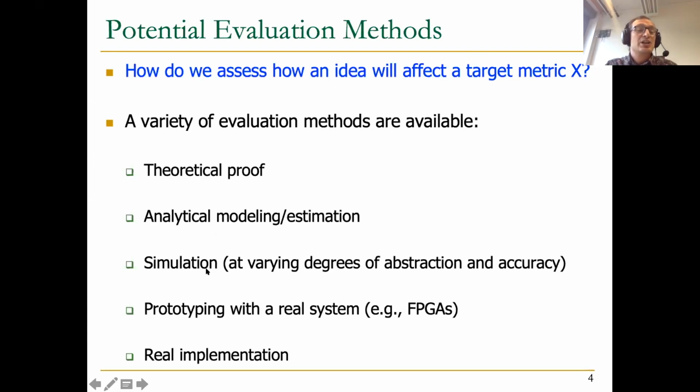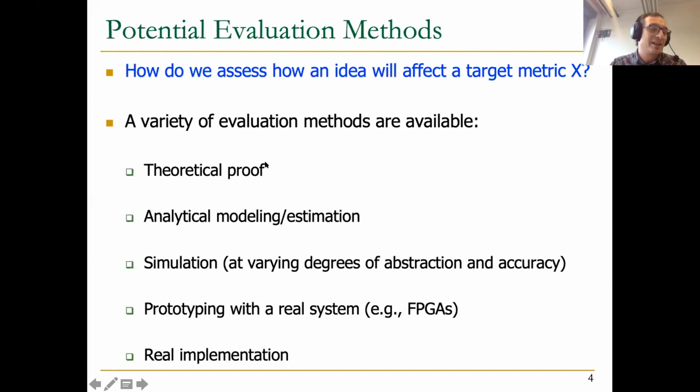In simulation, you have a lot more flexibility. Whatever you can imagine, you can simulate at some abstraction level. And that can actually make you a lot more accurate than prototyping with a real system. And that's true for analytical modeling also. But you need to consider what kind of idea you're examining to decide what kind of evaluation method you're going to use. So usually these three are the major evaluation methods that we use in computer architecture.